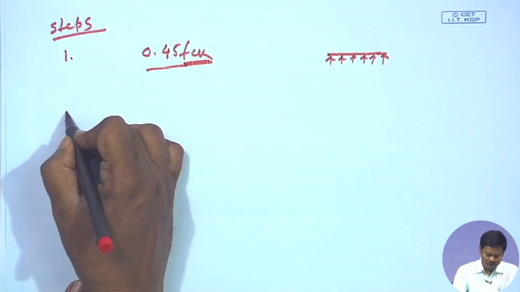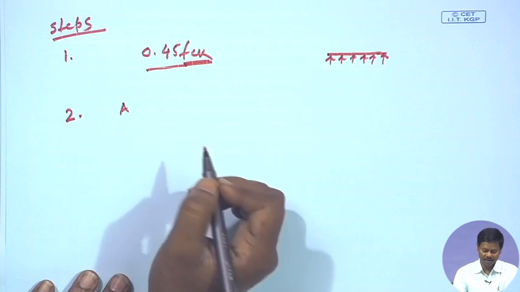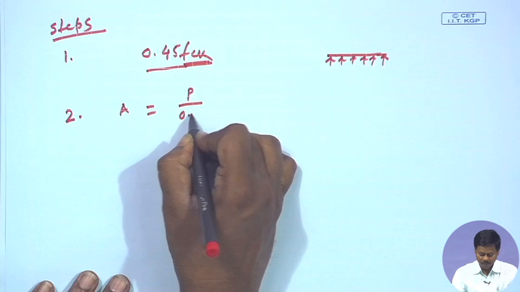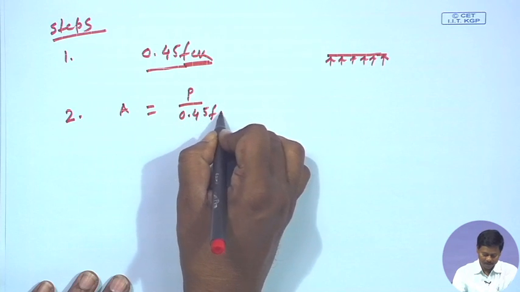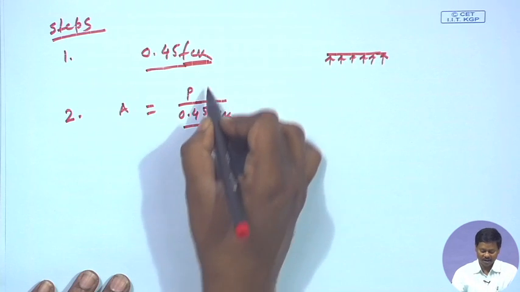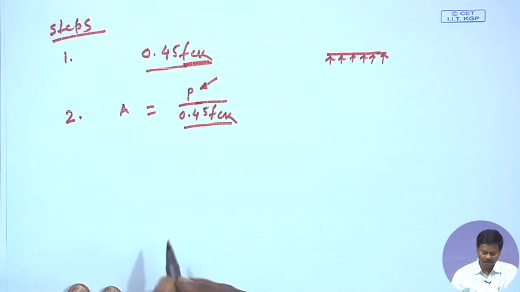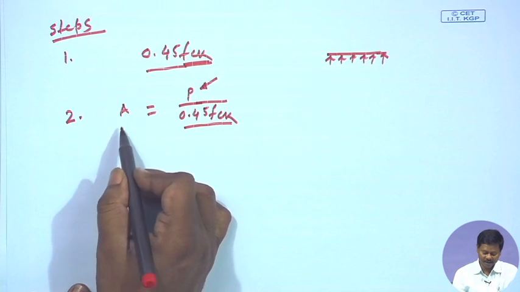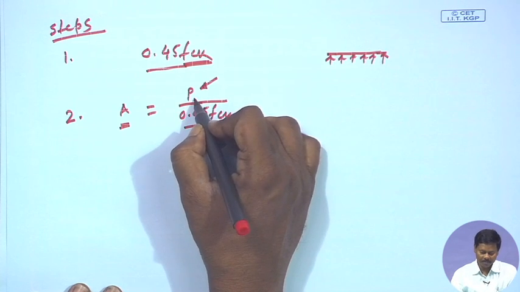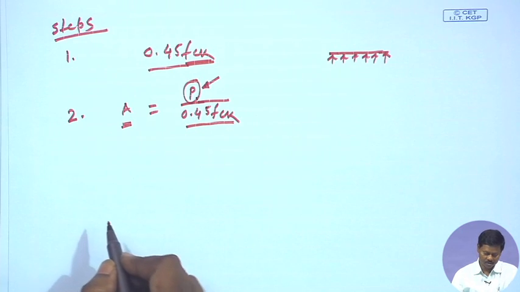So, from this, in step 2 we can find out the area of the base plate. Area of the base plate we can find out as the total load P by 0.45 fck, right, because 0.45 fck is the bearing strength and P is the total concentrated load on the column. And remember this P is the factored axial load. So, we have to multiply with the factor and find out the P value.